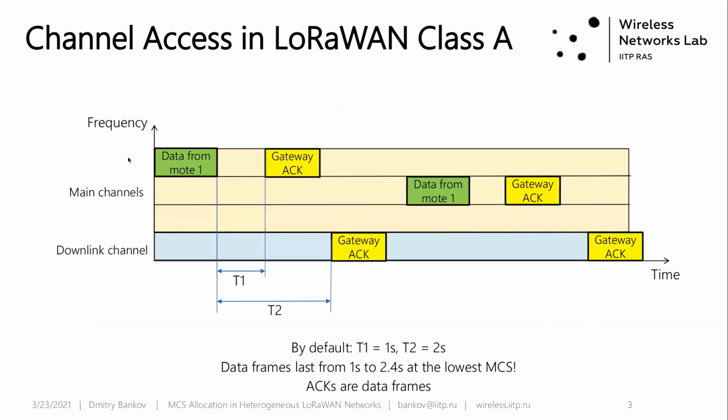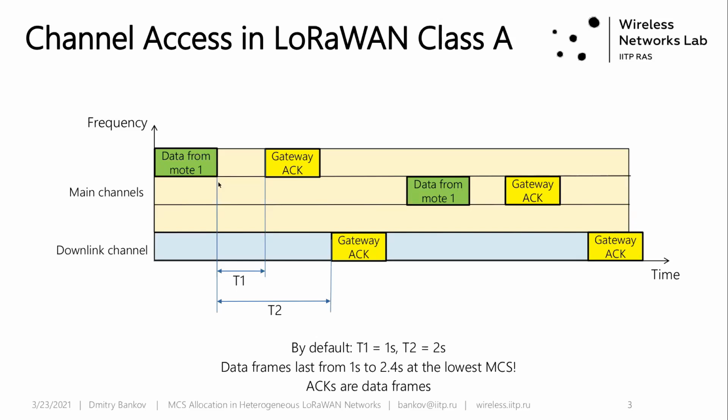In the wireless channel, the channel access in LoRaWAN networks usually works as follows. The network operates in several main frequency channels. For example, we have 3 main channels on the slide. The network also uses a service downlink channel. When a node wants to transmit its data to the server, it randomly selects one of the main channels and sends its data in this channel.